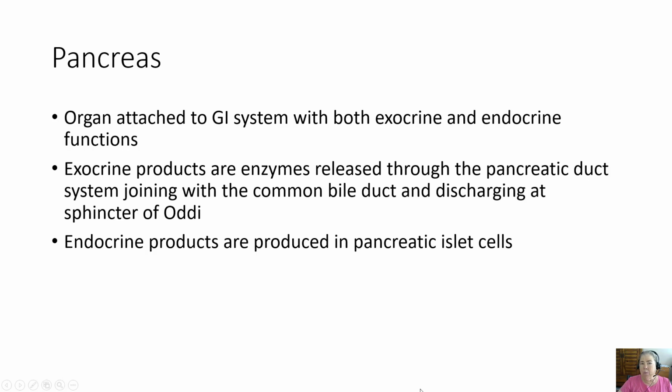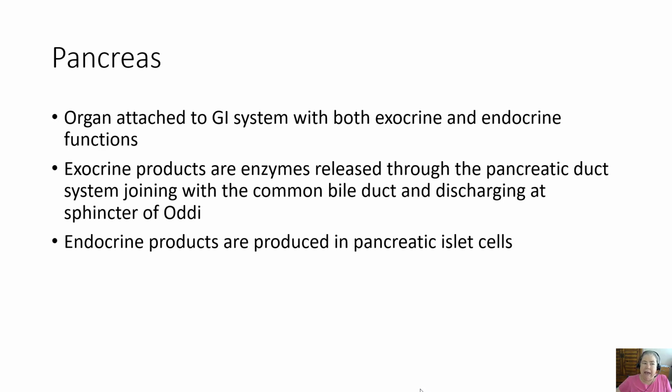The pancreas, while it is certainly an endocrine organ, is also part of the gastrointestinal system, and it has exocrine functions that are very important in the function of the gastrointestinal system. The exocrine products of the pancreas are enzymes that assist in digestion and are released through the pancreatic duct. So there are ducts in the pancreas that join with the common bile duct, and then the bile and the pancreatic enzymes together are discharged into the duodenum at the sphincter of Oddi.